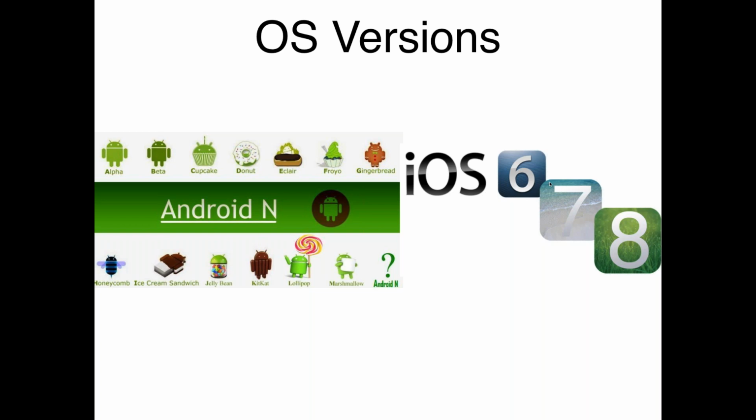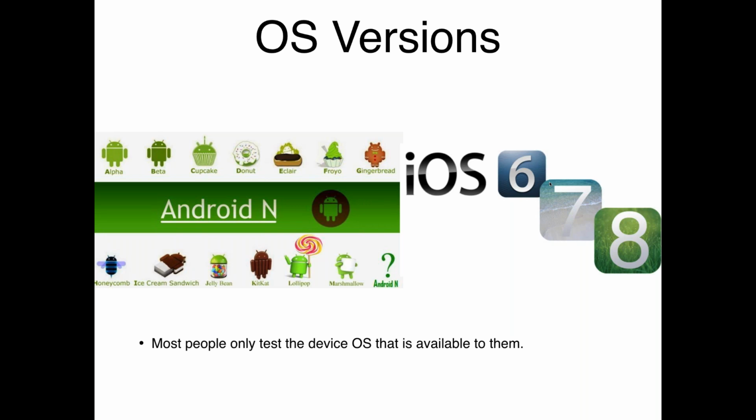Same thing goes for OS versions. As you can see, there's a ton of different OS versions now. There are 14 for Android and iOS, where iOS 11, I believe, is being released today. So you can see there are quite a lot of different OS versions, and of course you need to account for those when you're testing your application.